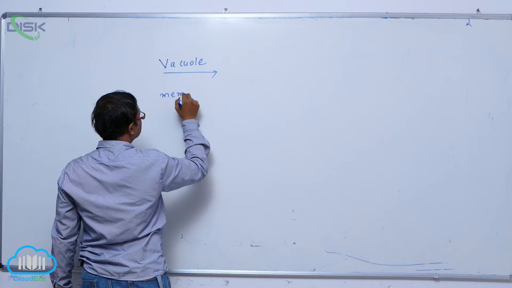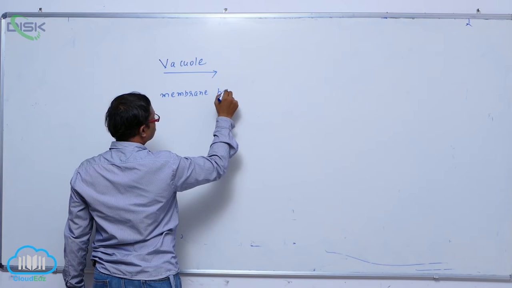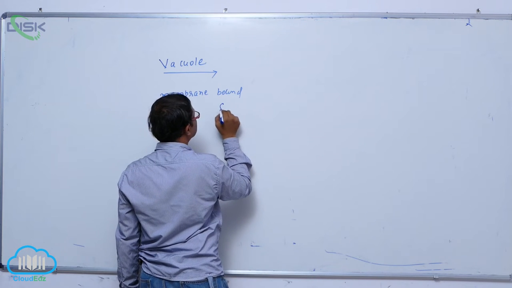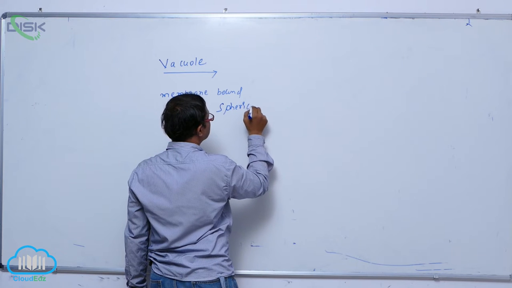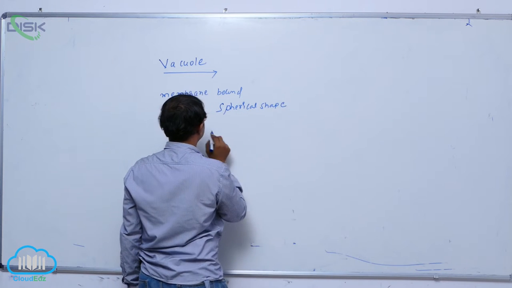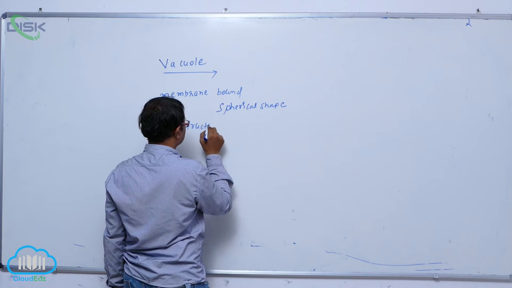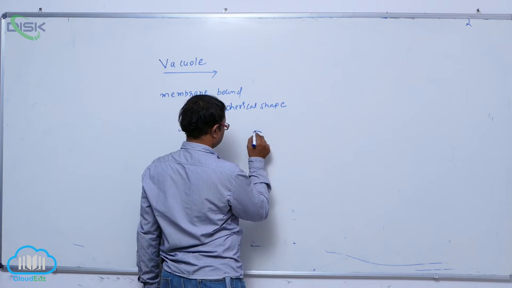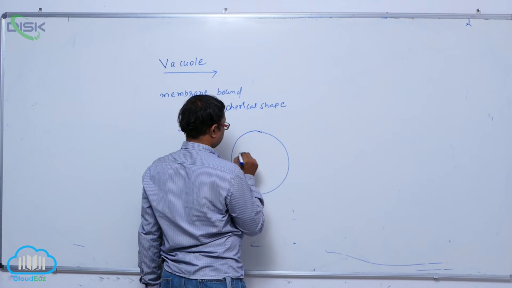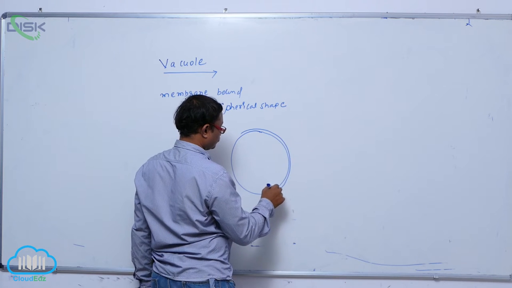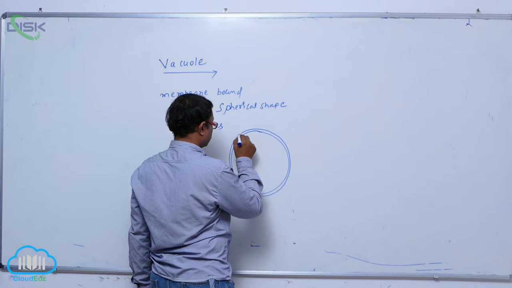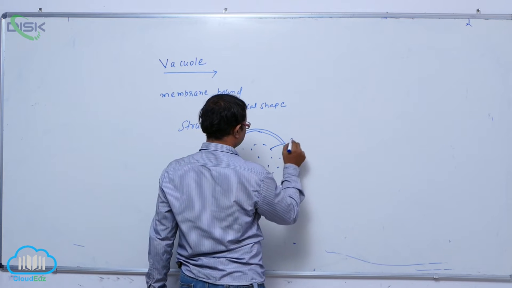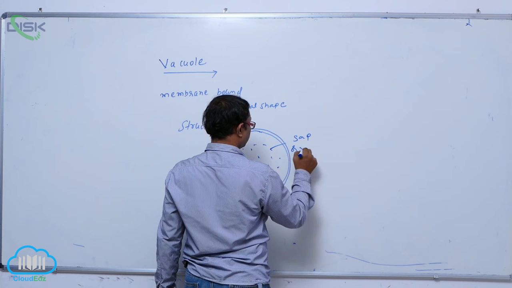Membrane bound, spherical shaped structures are known as a vacuole. Inside the vacuole, the fluid is known as sap or vacuolar sap.